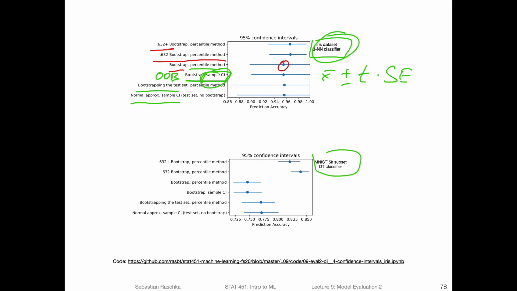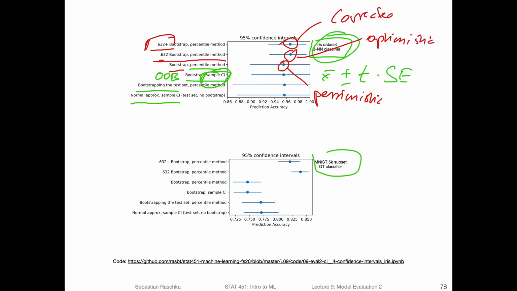So it's a little bit lower compared to, for example, the 0.632 bootstrap. The 0.632 bootstrap corrects this pessimistic bias, so it's even now a little bit over optimistic, as we talked about. And the 0.632 plus bootstrap is the one that corrects the slight optimistic bias of the 0.632 bootstrap. So you can see it's slightly below. So this is pessimistic, this is too optimistic, slightly too optimistic, and this is like the corrected version of that.